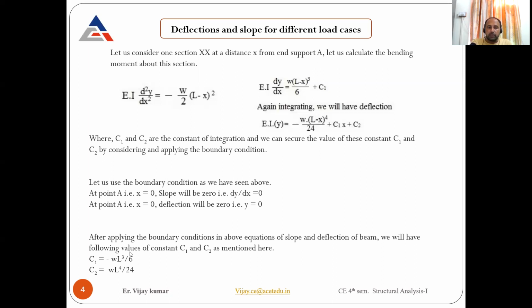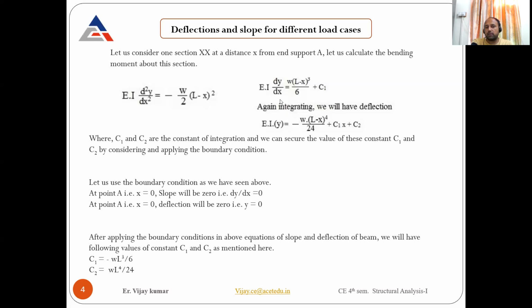So what are the boundary conditions? As we have considered x from the fixed end, the slope will be 0 when x is equal to 0. Why? Because x equal to 0 means we are at the fixed end, so dy by dx will be 0. And at x equal to 0, y is also 0, meaning deflection is also 0 because we are at the fixed point. By putting these values, we will get the values of C1 and C2. After applying the boundary conditions in the above two equations, what do you need to do?